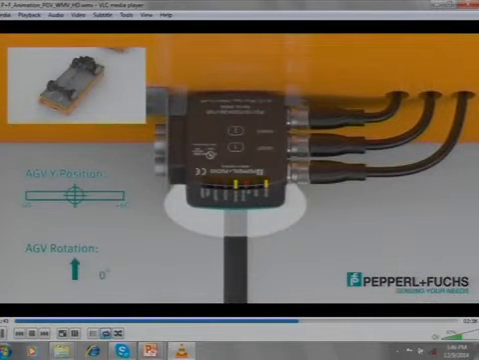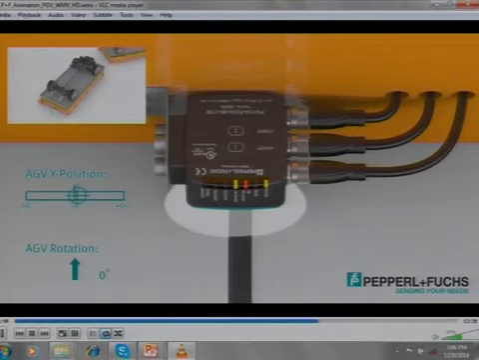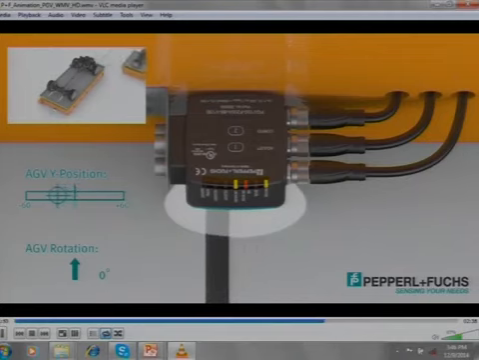So, suppose this is the thickness of the tape. How far away is it from the center of the tape? This can give you the position. So, you can control the steering system of that AGV.